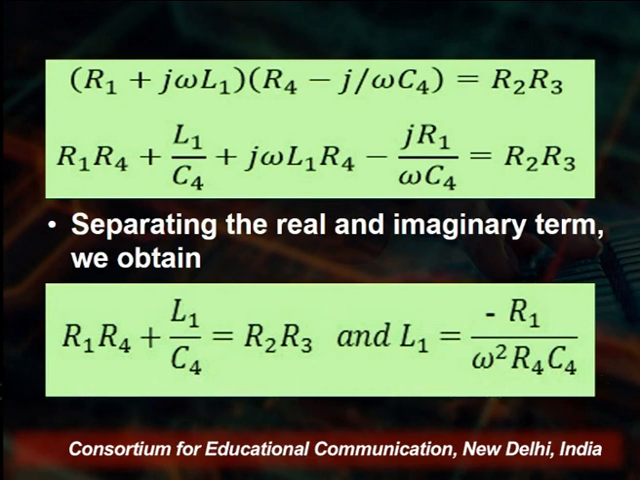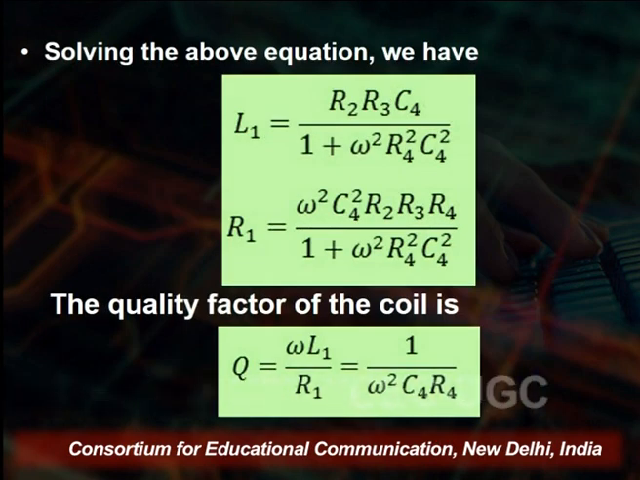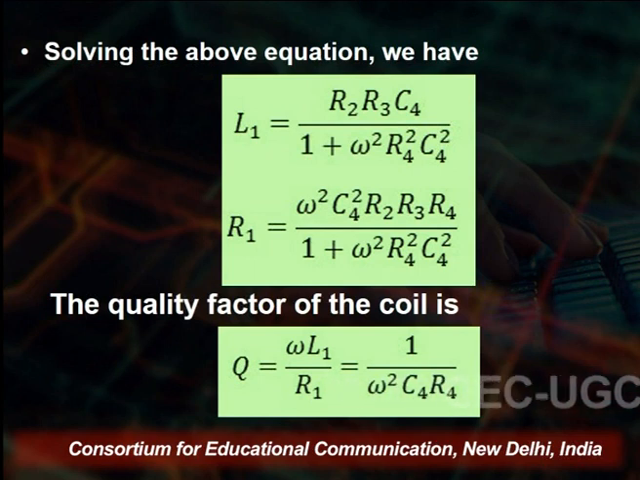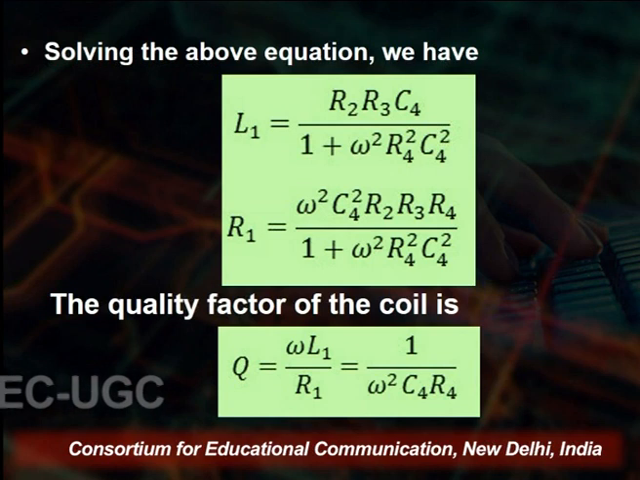First is R1 R4 plus L1 C4 is equal to R2 R3, and L1 is equal to minus R1 divided by omega square R4 and C4. By solving the above equation, we can find out L1 and R1, and moreover we can find out the quality factor of the coil. So L1 is equal to R2 R3 C4 divided by 1 plus omega square R4 square C4 square.